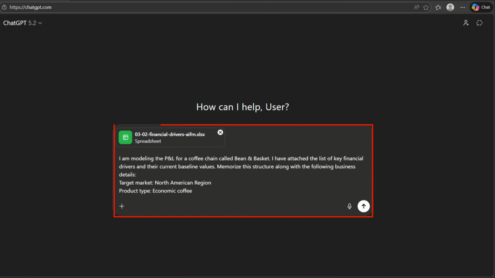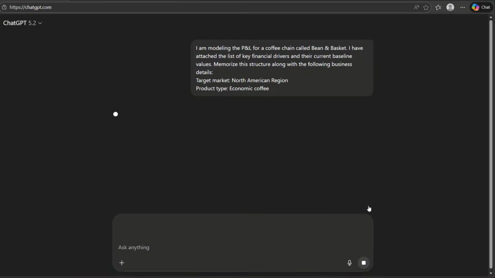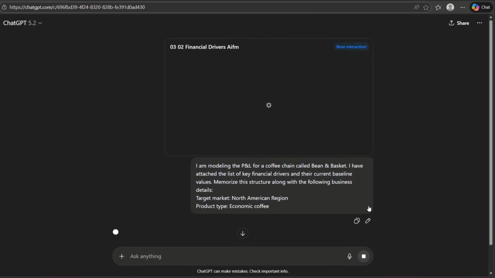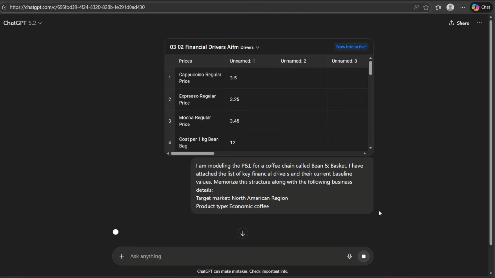I am modeling the P&L for a coffee chain called Bean and Basket. I have attached a list of key financial drivers and their current baseline values. Memorize this structure along with the following business details: target market, North American region, product type, economic coffee. By doing this, we are grounding the AI. We are actually defining the boundaries of our digital twin.